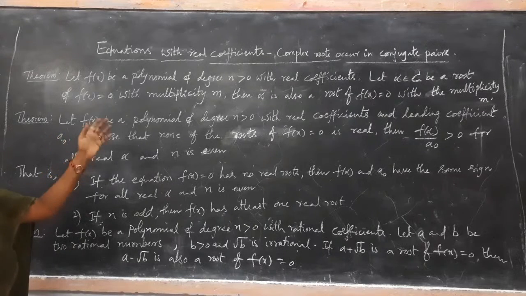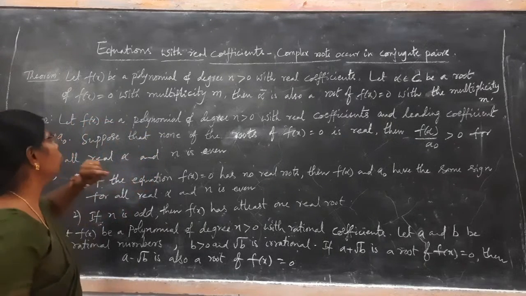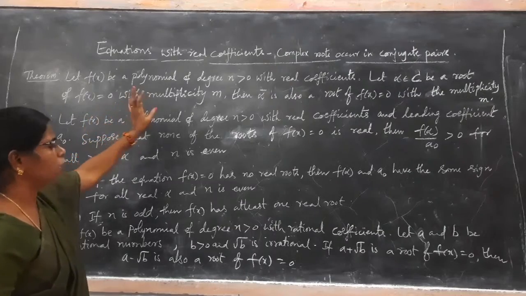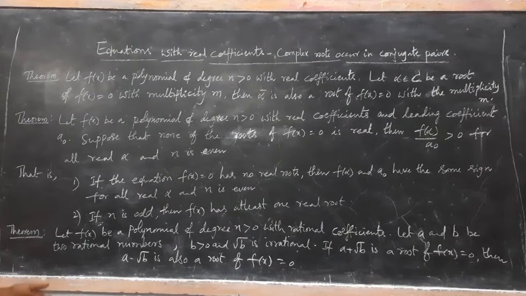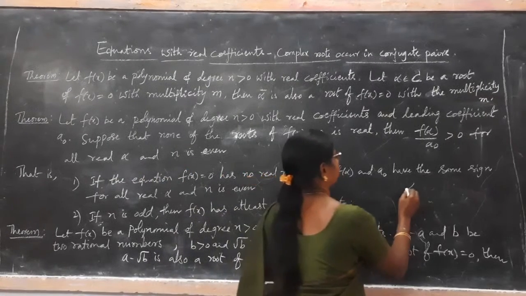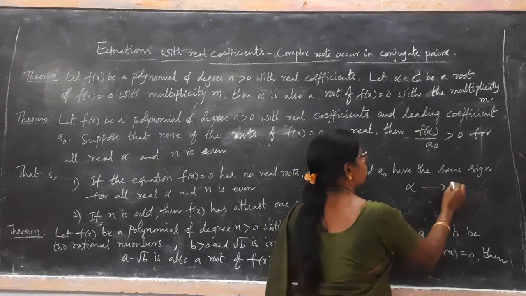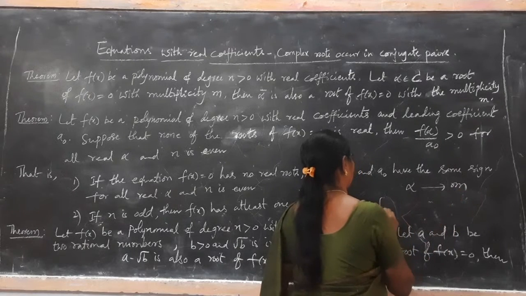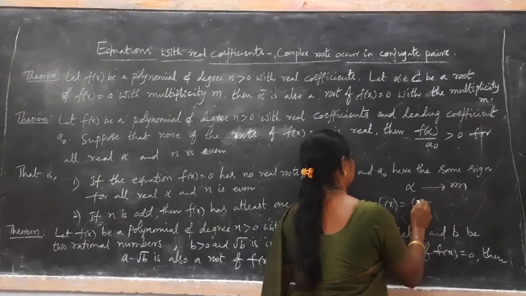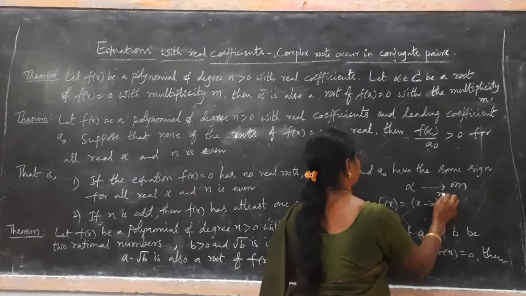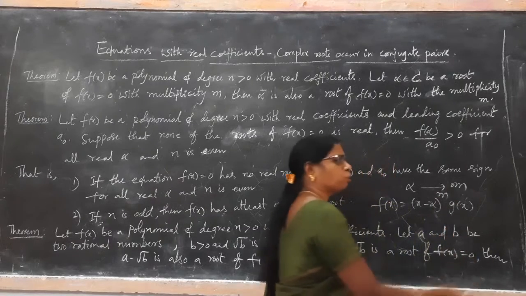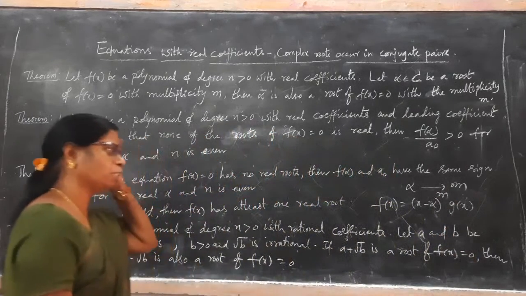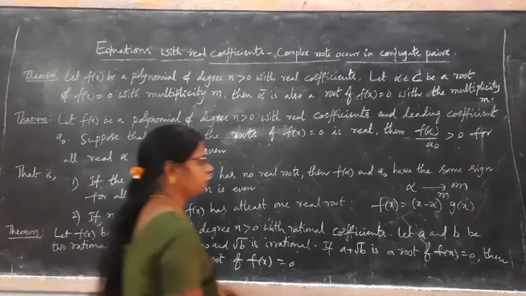Let alpha, a complex number, be a root of f(x) equal to 0 with multiplicity m. We learned about multiplicity in the previous class, repeated roots. Remember, suppose alpha is a root of f(x) equal to 0 with multiplicity m, then what can we write? f(x) is equal to (x minus alpha) to the power m into g(x). That means alpha is a root repeated m times, and we call that the multiplicity.